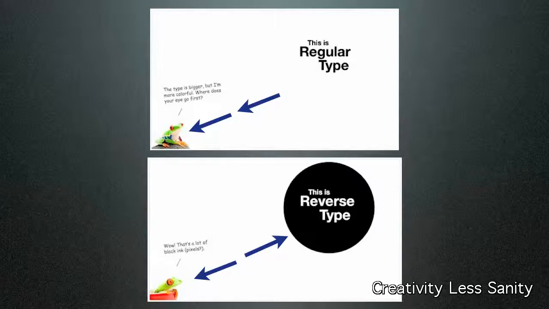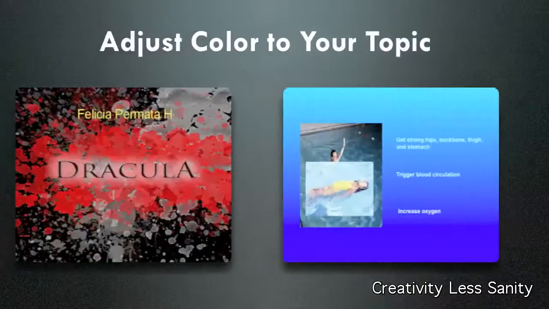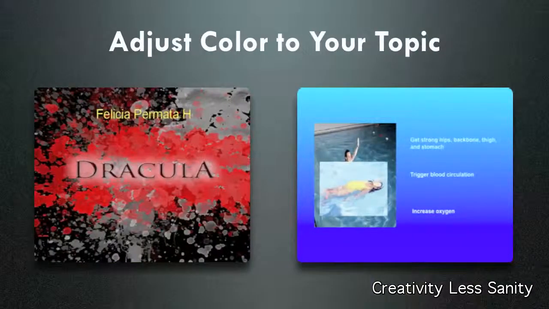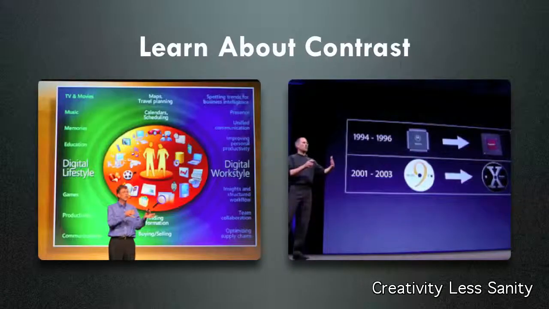So if you are thinking about creating a slideshow and you want to get your audience's eyes to focus on your message, not just on the photo, try reverse type. This is the best strategy. Adjust color to your topic, whatever your topic is. And then learn about contrast.